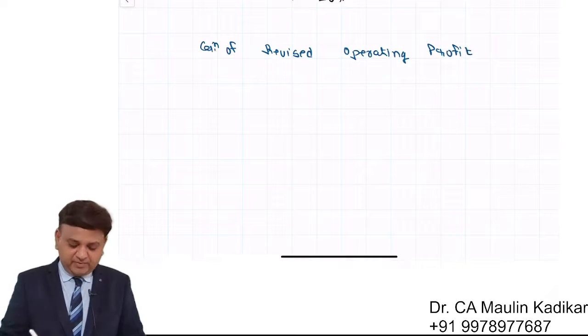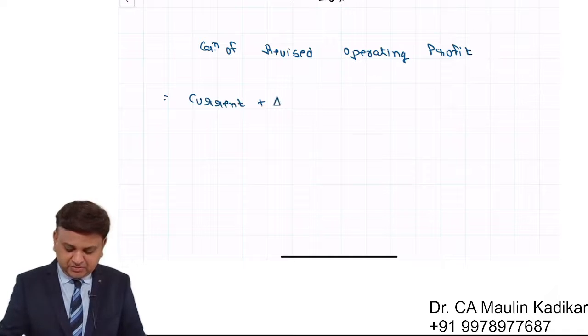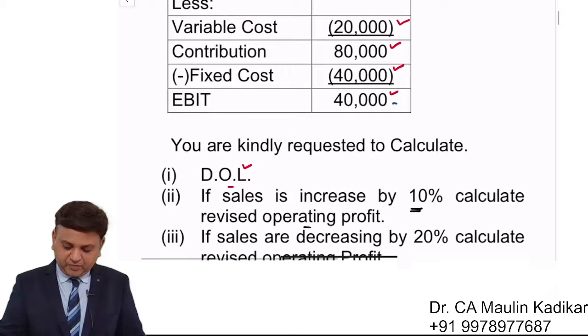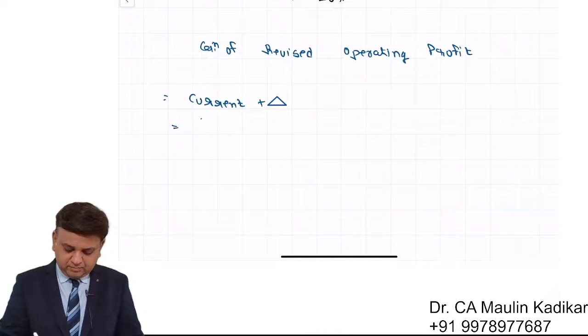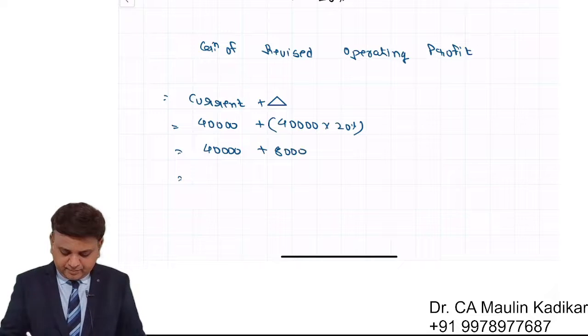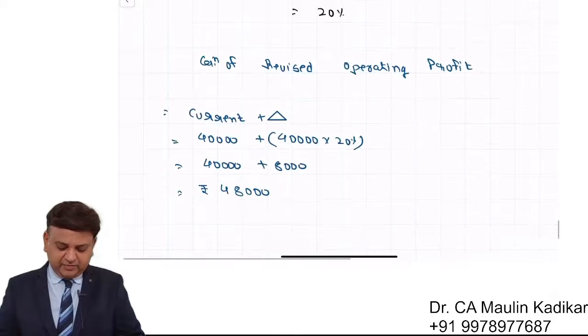As far as the revised operating profit is concerned, it is current plus change. The current operating profit or EBIT is 40,000 plus 40,000 into 20%. So 40 plus 8, that comes to rupees 48,000. I request all of you to write down the answer for the revised operating profit.